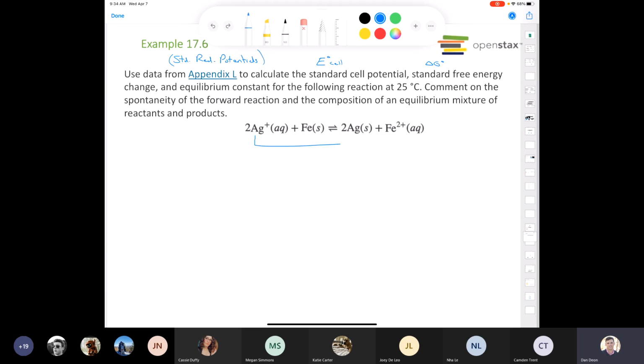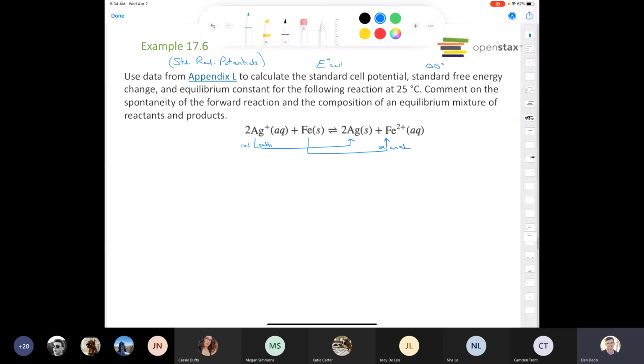Well, what's the reaction that's going on here? We have silver that is being reduced. So if this is reduction, this is our cathode. And we have iron that is being oxidized. So if this is oxidation, this is our anode. Well, if we look up the standard reduction potentials for silver and iron 2+, we see that for the reduction of silver, which would be 2 silver ions plus 2 electrons, I'm writing out what's going on in this reaction.